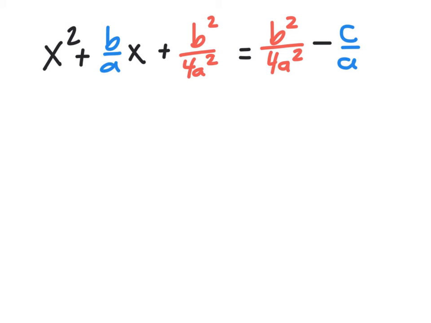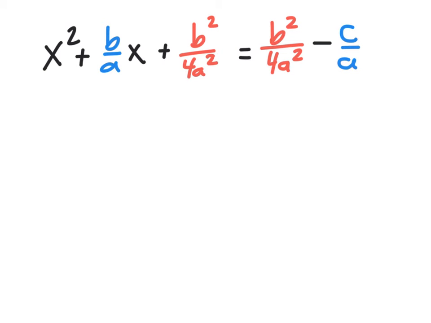Okay, so we have this quadratic equation. It's x squared plus b over a x plus b squared over 4a squared equals, and then on the right hand side I did flip these things around. We had negative c over a plus b squared over 4a squared. We typically write this as a subtraction. So I made it b squared over 4a squared minus c over a.